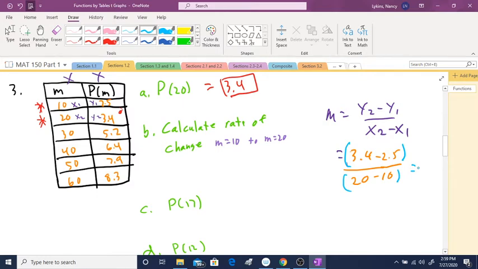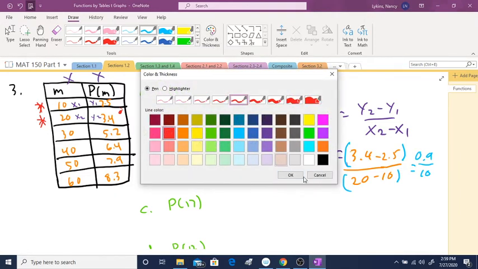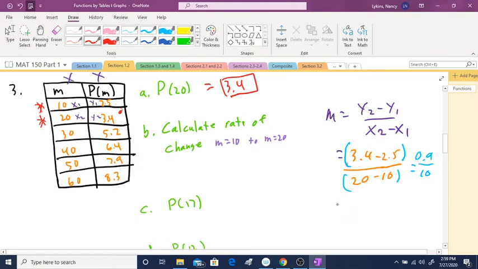Now, what does this give you? Well, if you subtract 3.4 and 2.5, you get 0.9. 20 subtract 10 is 10. So then what's my answer? My average rate of change in this case is going to be a small one. This is my m value. 0.09. So what does this mean? This means between 10 and 20, the y value goes up 0.09.